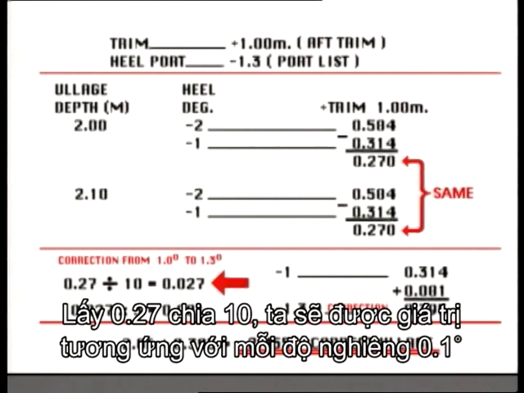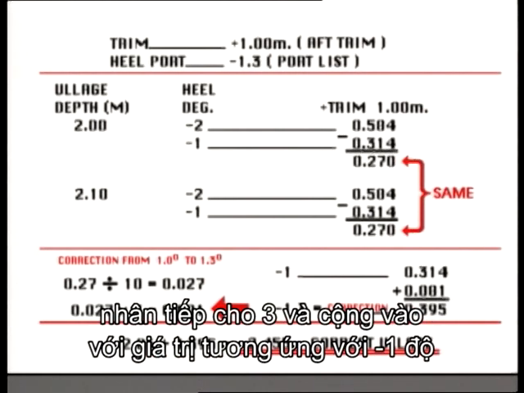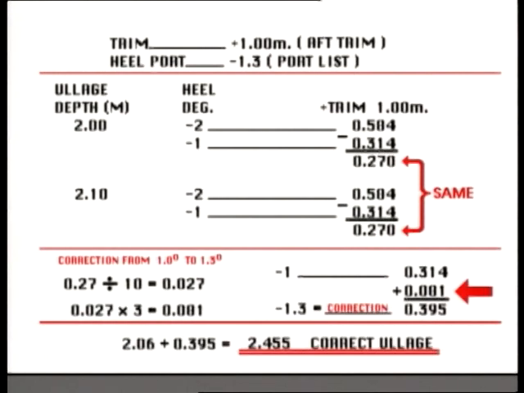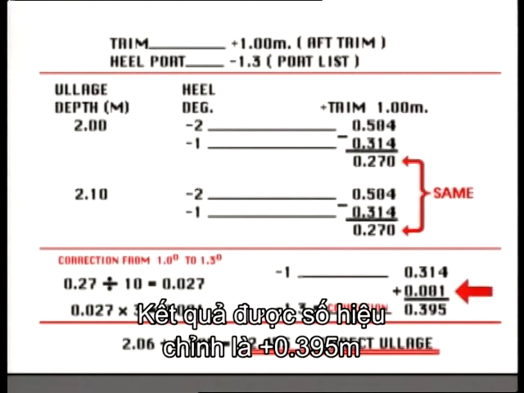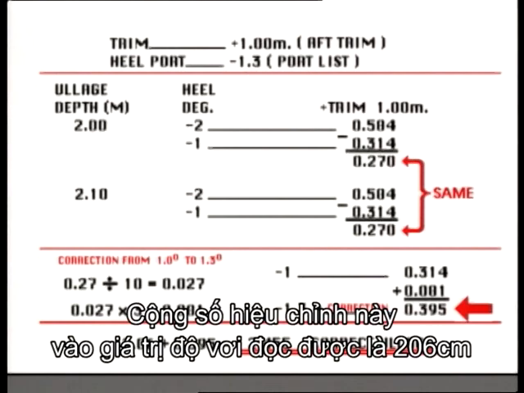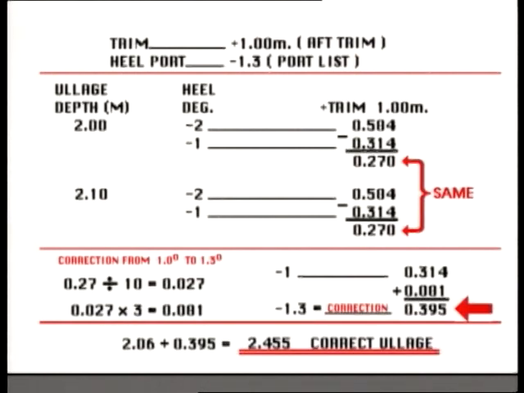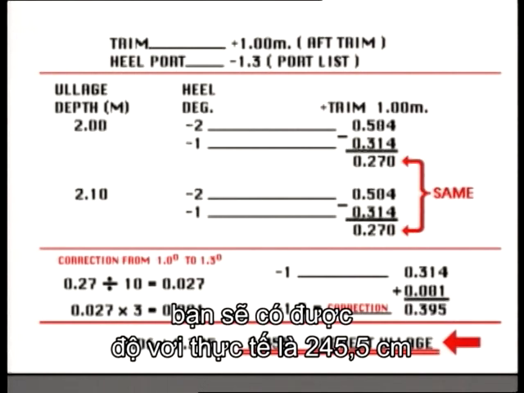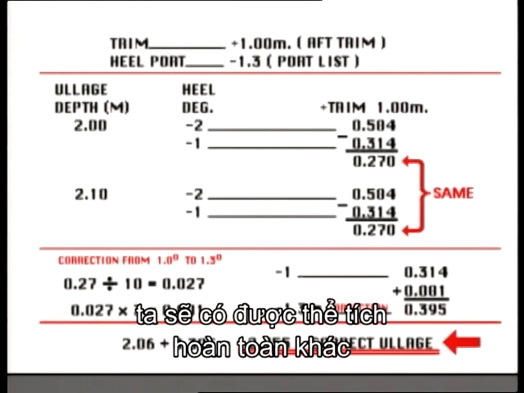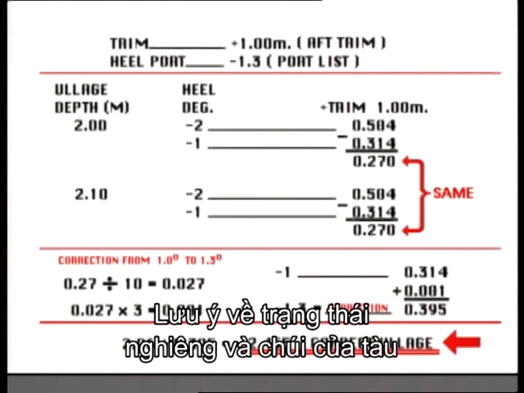Divide 0.27 by 10 and you will get the value of every 1/10 degree of heel. Multiply by 3 and add to the negative 1 degree trim factor. The result is a positive correction of 0.395 metres. Add this correction to your ullage reading of 206 centimetres. You will get the correct ullage, 245.5 centimetres. Quite a difference in volume. Be careful with trim and list.